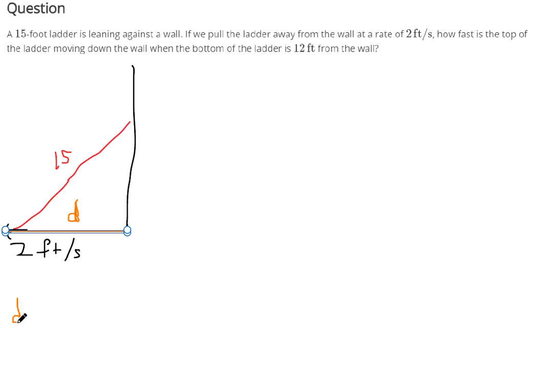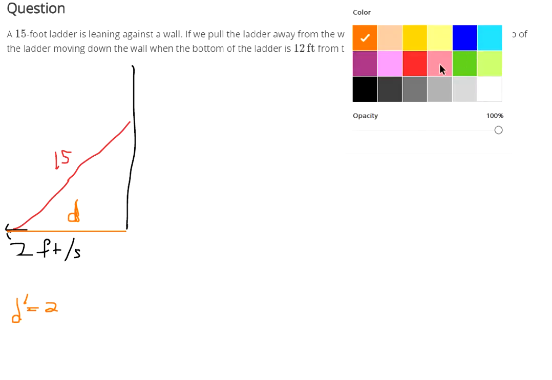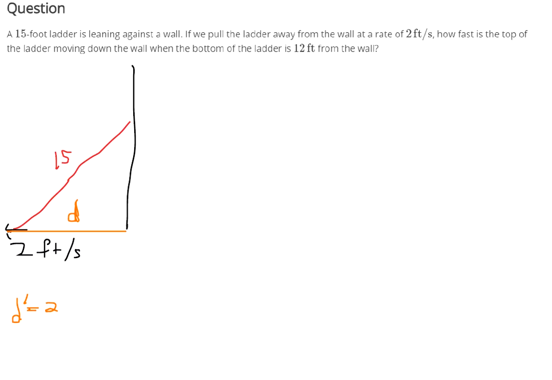So here I'm going to write that D prime is equal to positive 2, because this is increasing 2 feet per second. So the distance from the base of the ladder to the wall is constantly increasing by 2 feet per second, so we say D prime equals 2. Then we'll call this H.